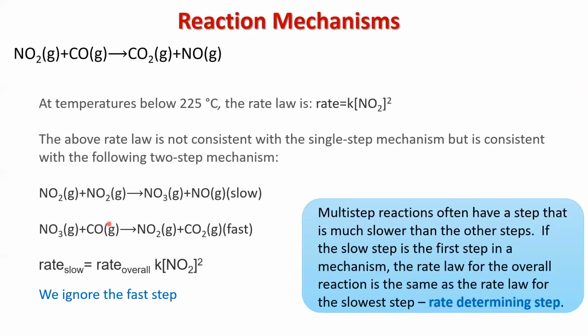So when we look at reaction mechanisms, multi-step reactions, we want to know what the rate determining step is, and then we can use the molecularity, the stoichiometry, in the rate determining step to determine what the rate law is for that particular reaction.